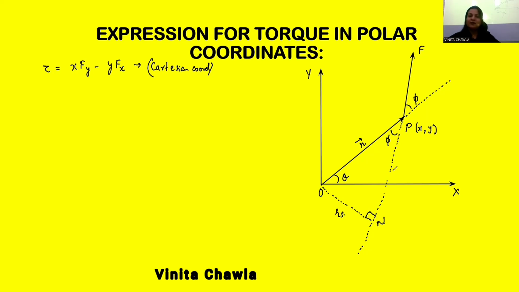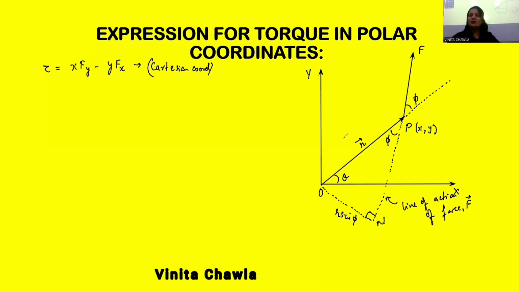तो ये जो side PN है वो क्या हो जाएगा, r cos phi, और ON क्या हो जाएगा, r sin phi. और ये कौन सी लाइन है, लाइन ऑफ एक्शन ऑफ force vector F. And what is this? This is the perpendicular distance from the line of action of force. We always multiply the perpendicular distance from the line of action of force. कुछ समझ आ रहा है?